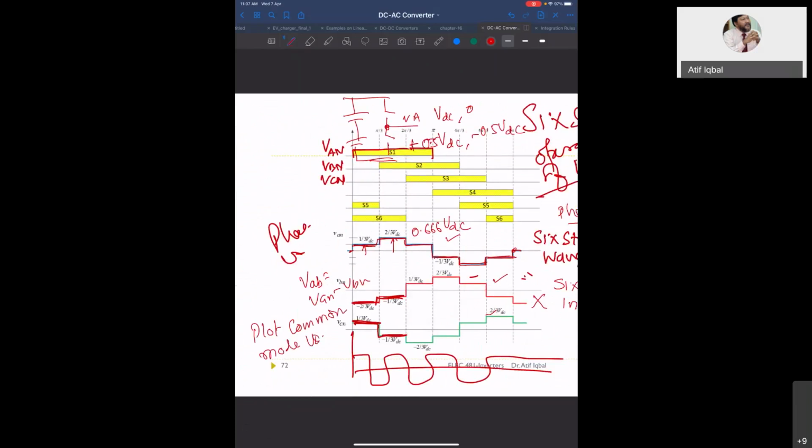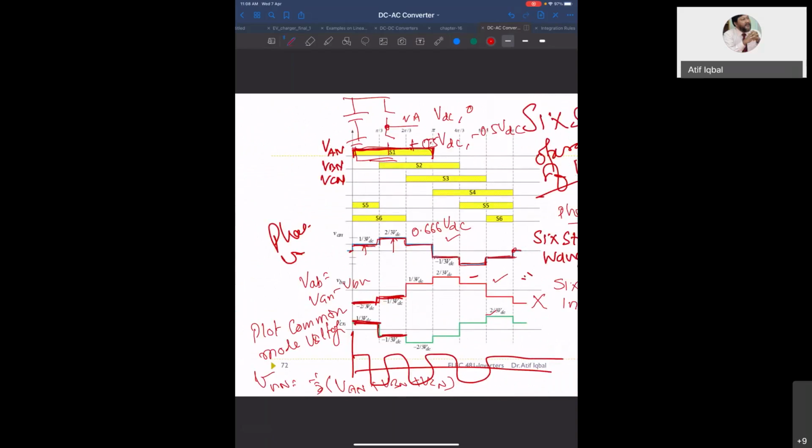Plot common mode voltage. How will you plot common mode voltage? Common mode voltage VNN is minus 1/3 of VAN plus VBN plus VCN. Now, what is VAN, VBN, and VCN? This you can consider as VAN. This you can consider as the pole voltage VDC.